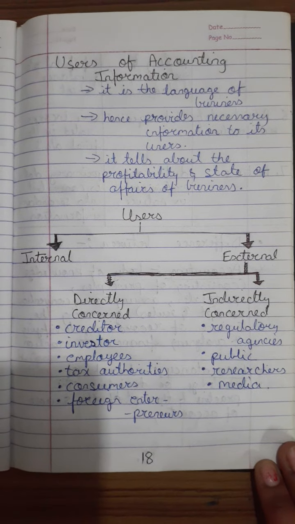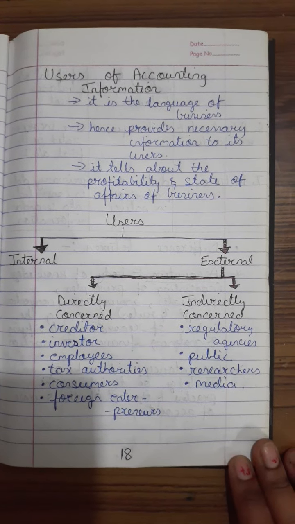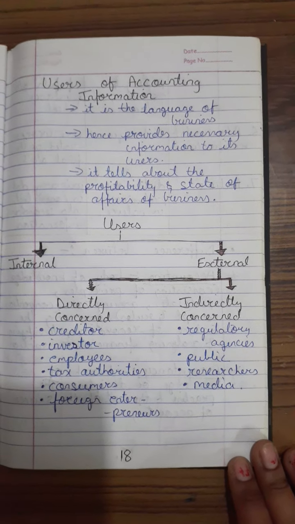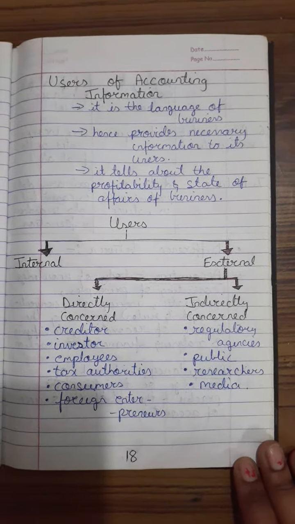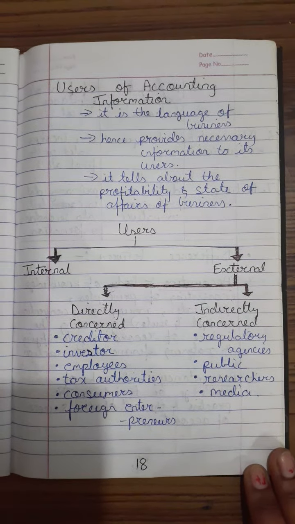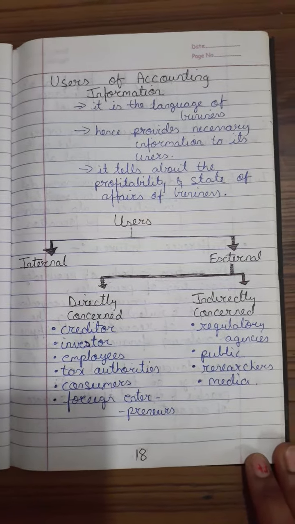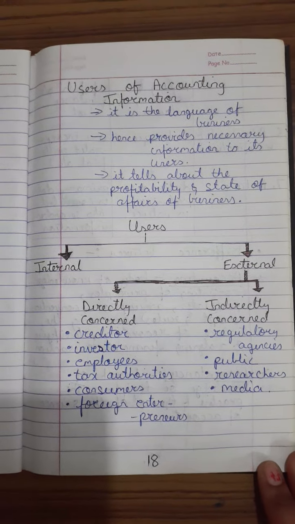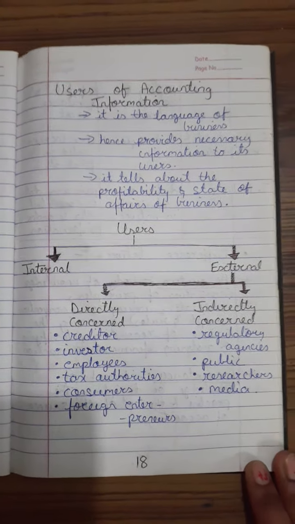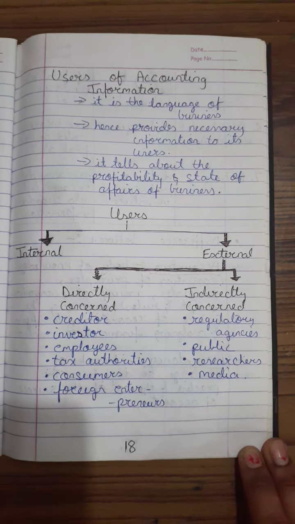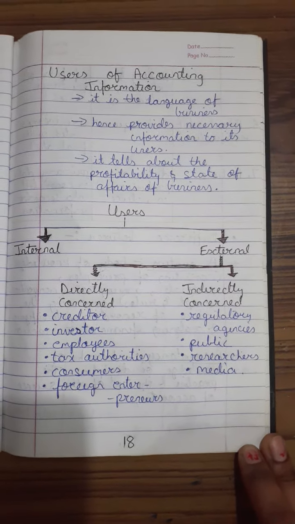Our next heading is users of accounting information. Since you know accounting information, accounting is the language of business. Through this language, necessary information is provided to its users. It tells its users about the profitability and state of affairs of business. Therefore, users of accounting information are divided into internal and external. Internal constitutes the top, middle and lower level executives working in the organization. They require information in selecting out of alternative proposal, planning or budgeting and devising remedial measures.